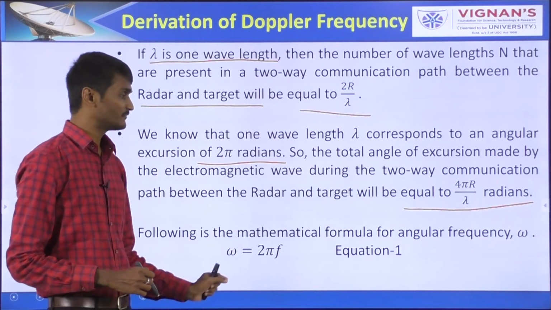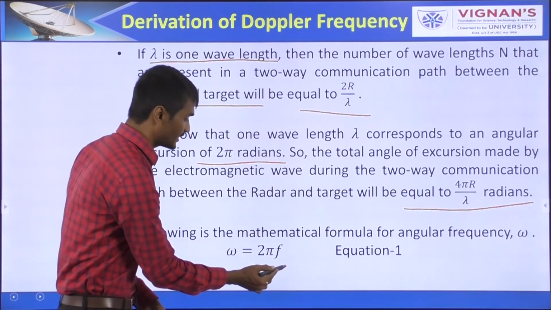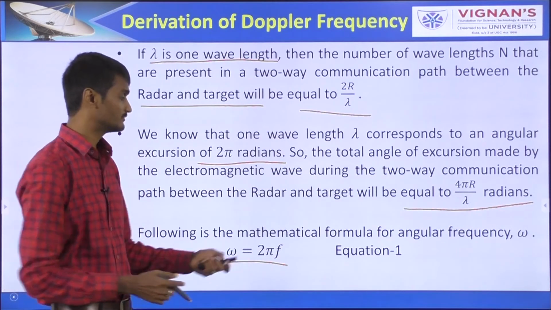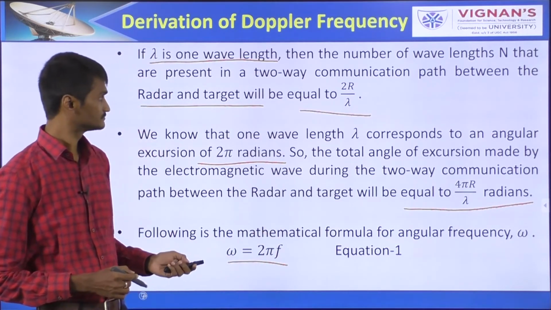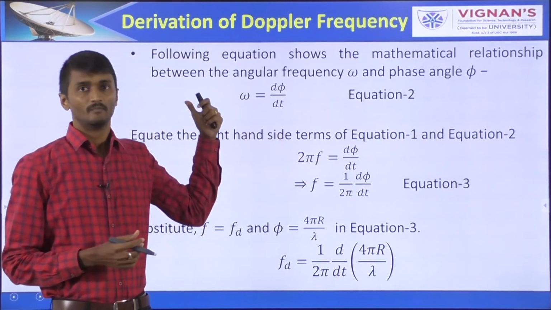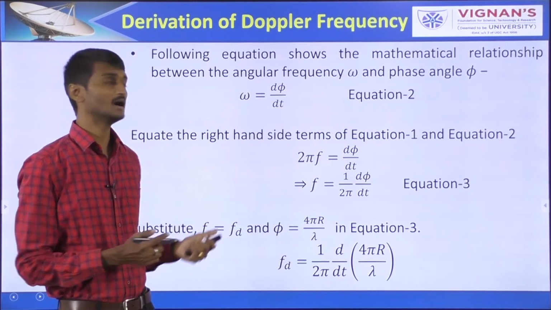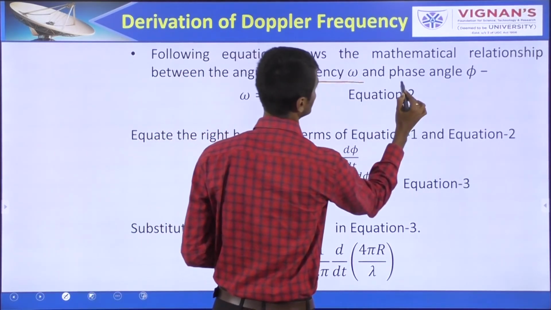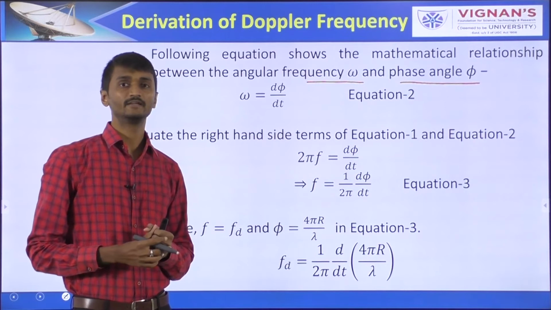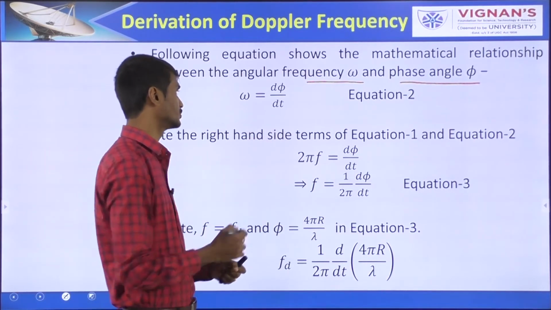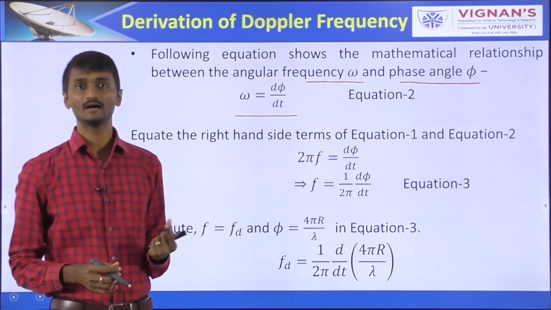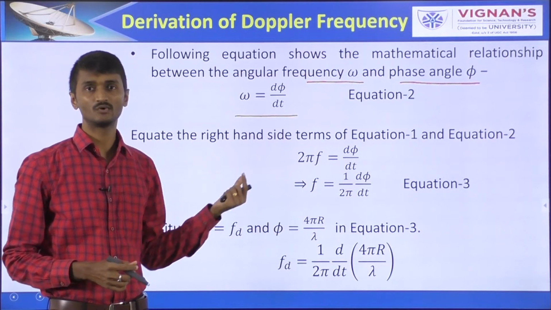Following is the mathematical formula for angular frequency. We know omega equals 2 pi f. That will be considered as equation 1. The next equation shows the relationship between the angular frequency omega and the phase angle phi: omega equals d phi by dt. That will be equation 2. So equate the right hand side terms of equation 1 and equation 2.